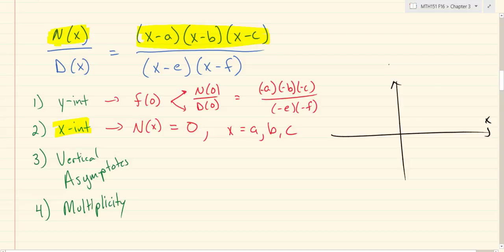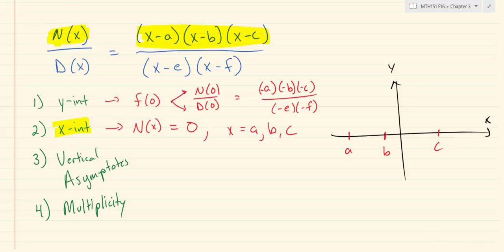So here's x, here's y, and let's put an a here, a b here, and a c there. So the top portion of a rational function gives us our x-intercepts. It tells us exactly the location of the x-intercepts.